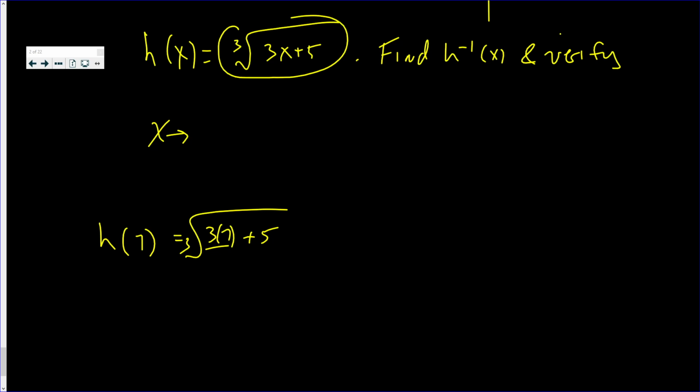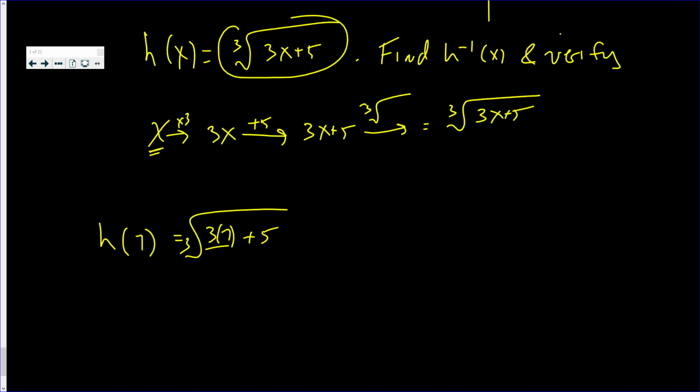So let's do the same thing. I'm just not saying 7, I'm calling it x. First, you multiply by 3, that gives you 3x. Then you add the 5, that's 3x plus 5. And then you compute the cube root of it. Cube root of 3x plus 5. So what we have now is h of x.